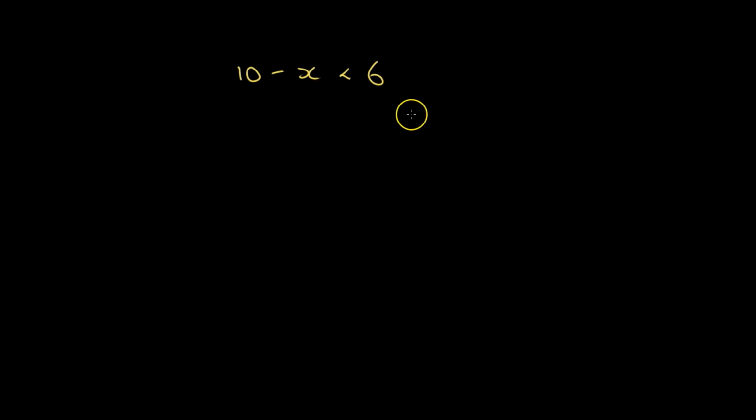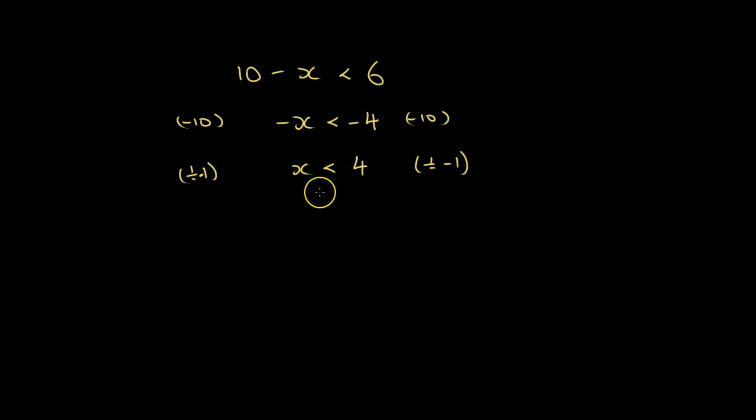Well, the first thing that I would do, solving it like an equation, is probably get rid of this 10 on this left-hand side. So I'll take 10 away from both sides. So that is minus x is less than minus 4. And then I'll probably divide by minus 1 to get rid of the minus sign and just have x by itself. So you'd probably think that it looks something like this. If I divide by minus 1 on both sides, x is less than 4.